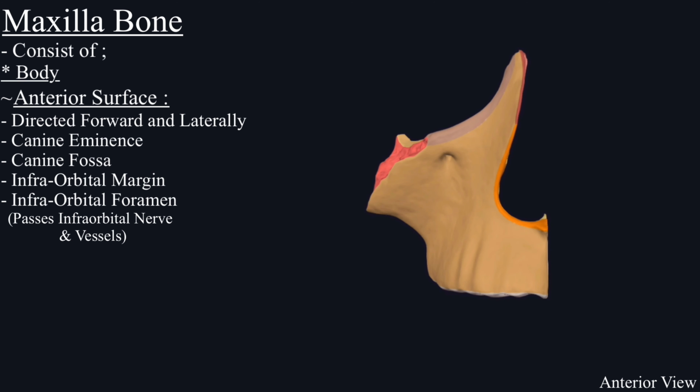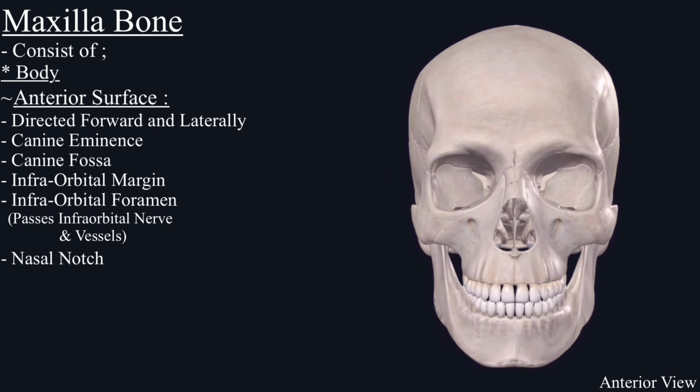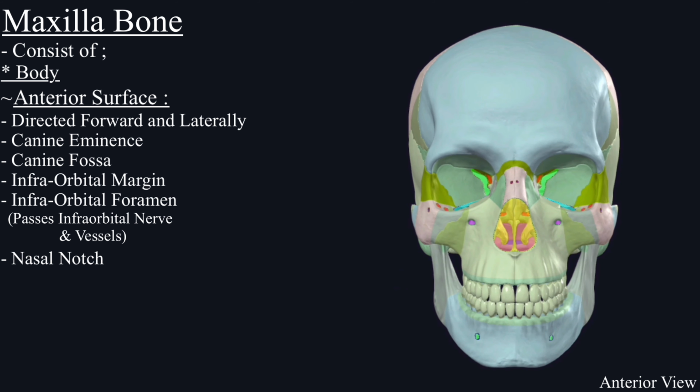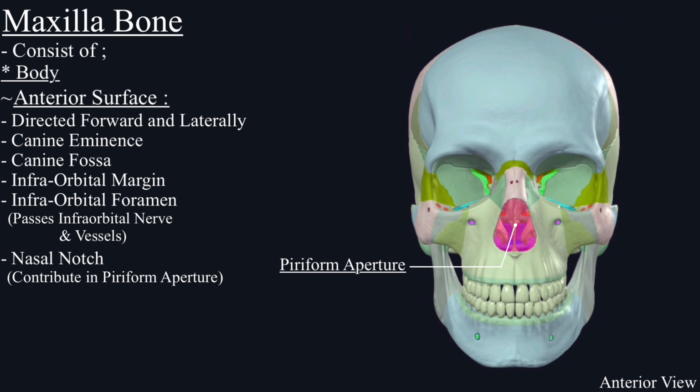At the medial side of the anterior surface is a deep concave notch called the nasal notch of maxilla. In the complete skull model, you can appreciate that the nasal notch of the two maxilla bones contributes to the formation of the piriform aperture. Piriform aperture is a large pear-shaped opening found along the anterior aspect of the nasal cavity. This highlighted opening is the piriform aperture.